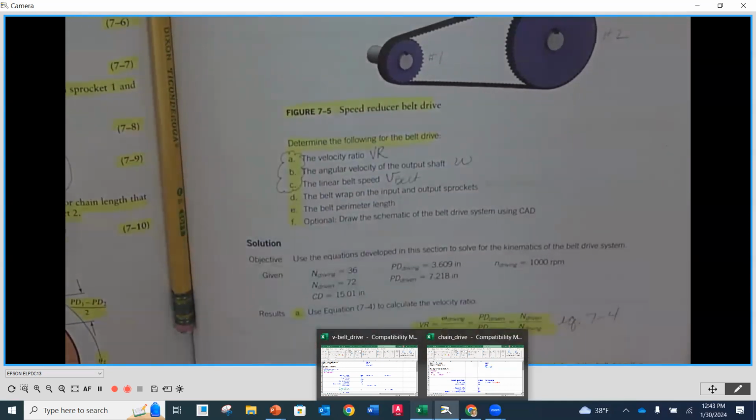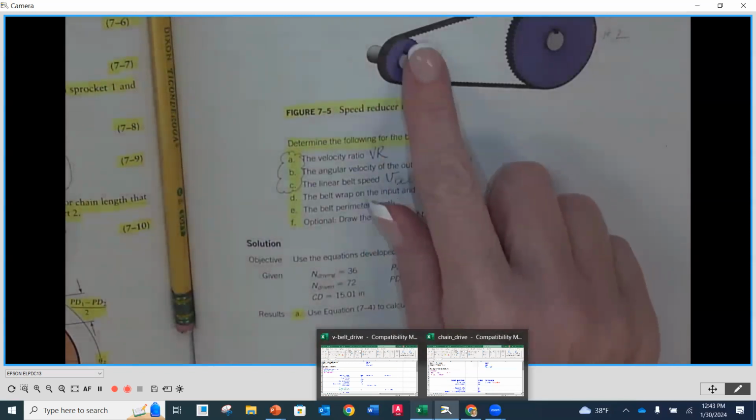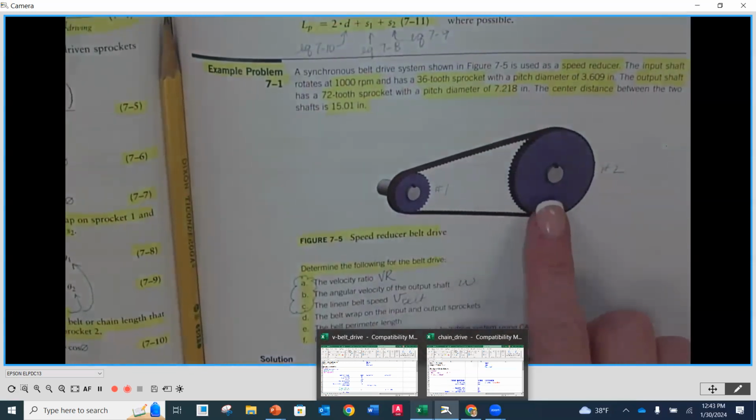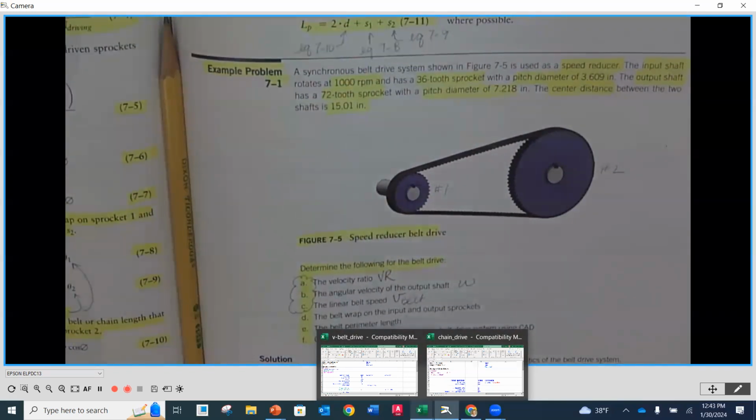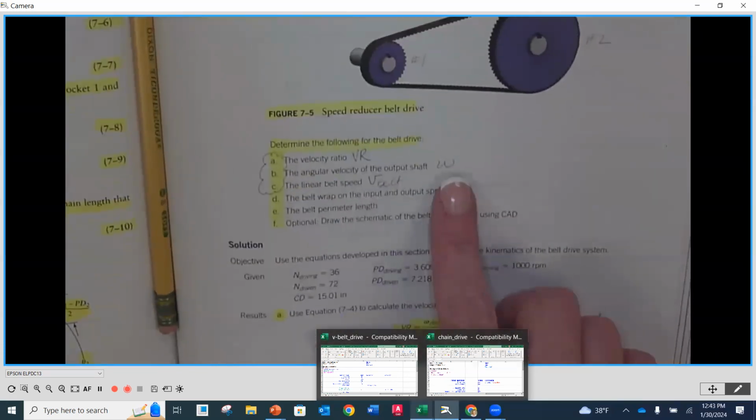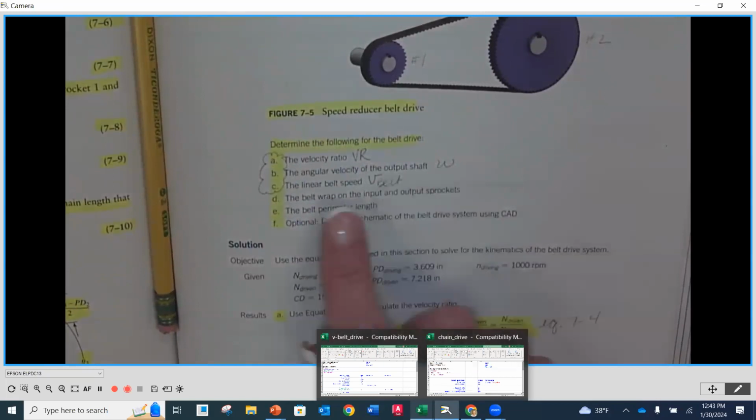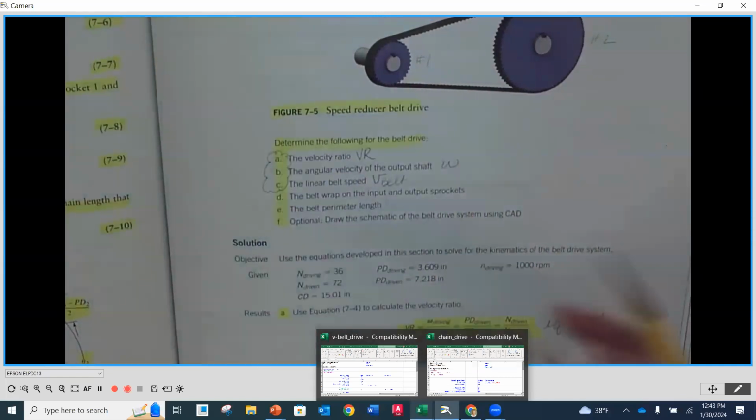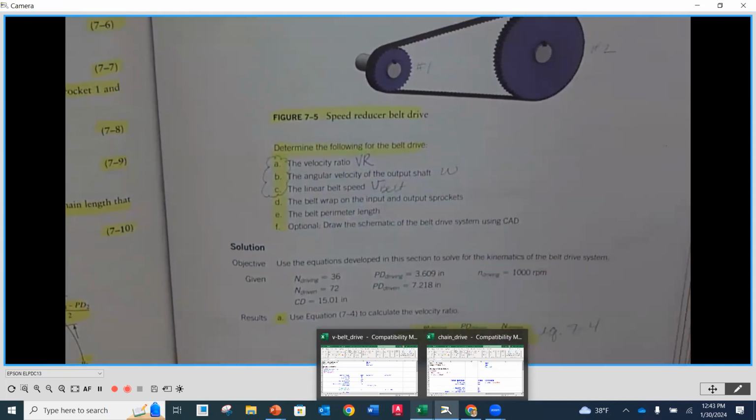We're going to find out what the velocity ratio is, and what the angular velocity of the output shaft is. If the input is rotating at 1,000 RPMs, how fast is that output rotating? Right now, we don't know what its RPMs is. So what is that W for the output? And then what is the linear speed of the belt? The rest of them we're not going to worry about, because that gets into stuff that we would get from an actual manufacturer.